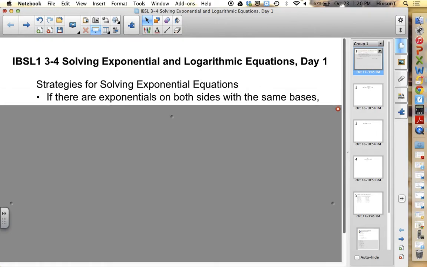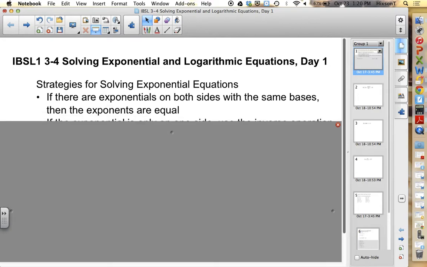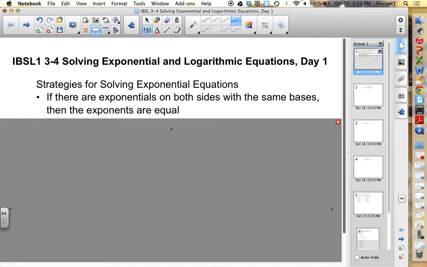If there are exponentials on both sides of the equation and they have the same base, then the exponents have to be equal. Okay? So, someone give me an exponential function. 4 to the x, okay? So let's say I have 4 to the x.